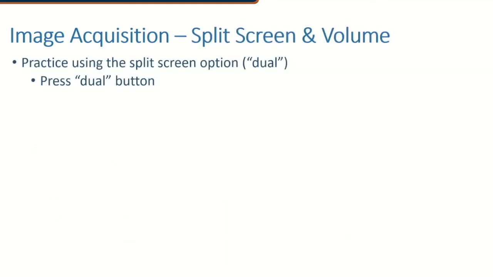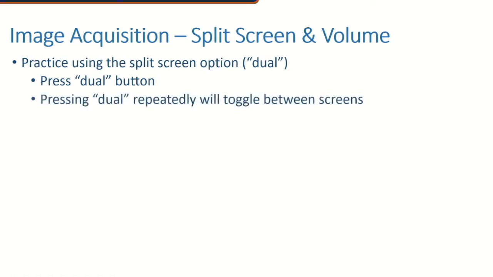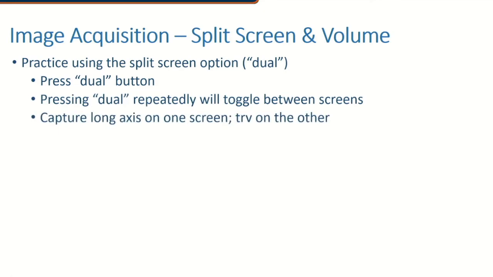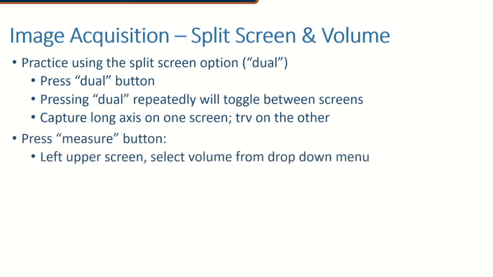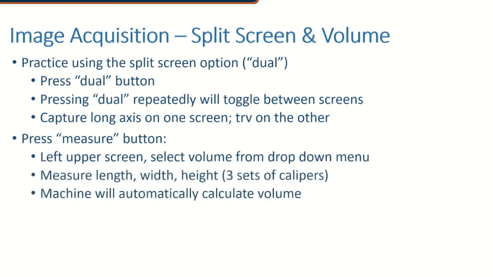So I've already shown you where the dual button is, so just to reiterate, you'll press your dual button and you can toggle in between your screens. And you will also then capture a long axis on one screen, a transverse axis on the other, and then you'll press your measure button and select the volume, and then you will go ahead and get all three measurements, whether you're able to do it on the dual screen or whether you must do it on two separate images.